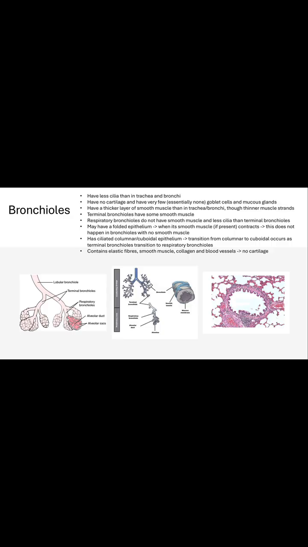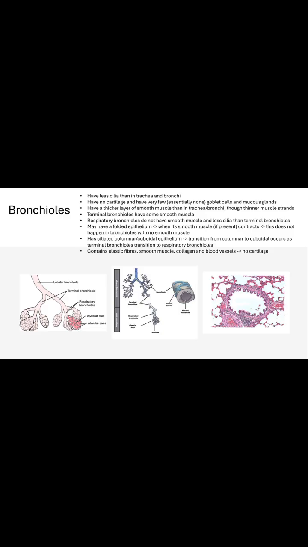And this does not happen in the respiratory bronchioles with no smooth muscle, because obviously smooth muscle is responsible for contraction and relaxation, the same way we have muscles throughout our body, such as, the most common example, probably our bicep. As we contract, we lift our arm up. As we relax, our arm falls back down. And it's the same within our gas exchange system, and primarily in our bronchioles.